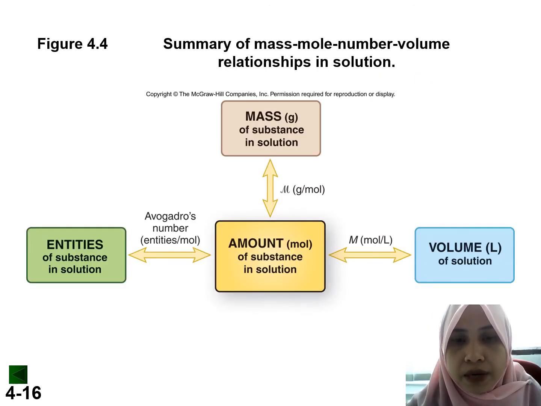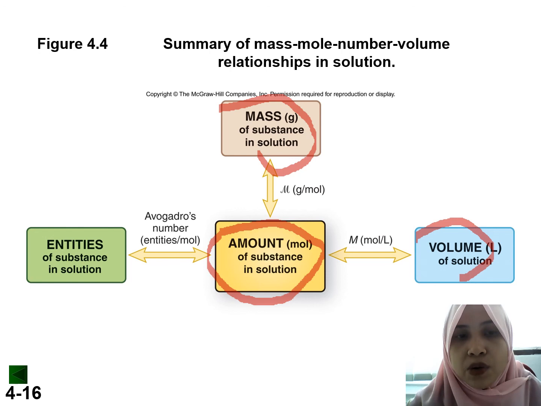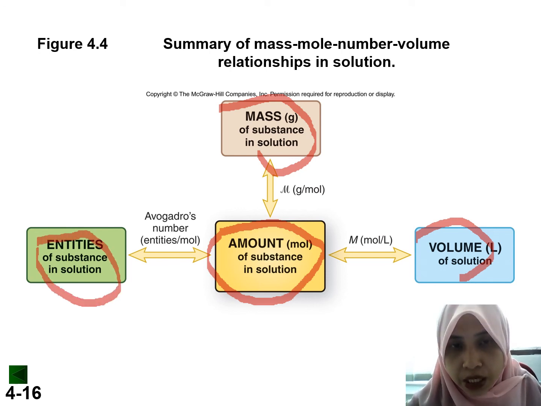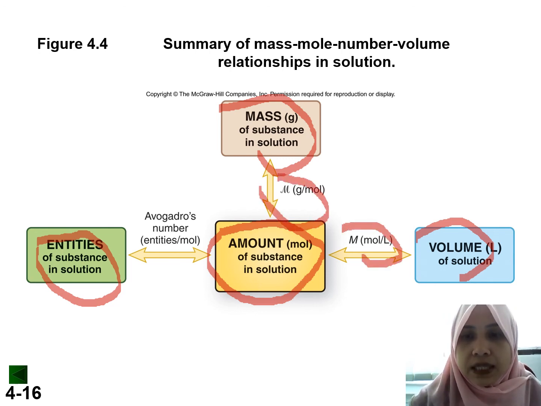This is a summary between mole, mass, volume, and entities of substance in solution. If we already know the mole of substance, we can get the volume of solution. We also can get the mass of substance, and we also can know entities of substance in solution, but make sure we know the molar mass and molarity of the substance. Then we can get the volume and mass.